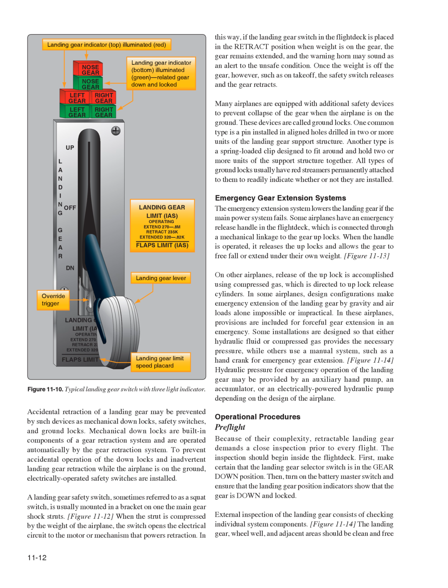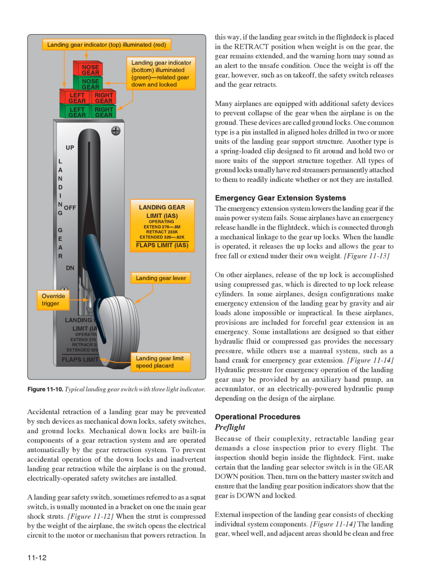Operational procedures: preflight. Because of their complexity, retractable landing gear demand a close inspection prior to every flight. The inspection should begin inside the flight deck. First, make certain that the landing gear selector switch is in the gear down position. Then, turn on the battery master switch and ensure that the landing gear position indicators show that the gear is down and locked.